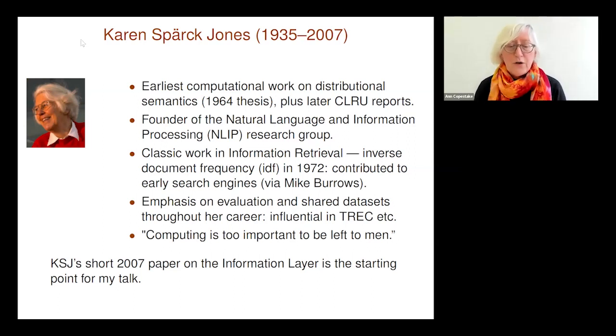And she's also very well known for saying computing is too important to be left to men, which was a nice slogan, and she's very much in the UK very much associated with trying to get more women into computer science. But the starting point for this talk is a very, very short paper that she wrote in 2007 as she was given 2 major awards at that point, and this paper was something that she wrote, as I say, just before she died.